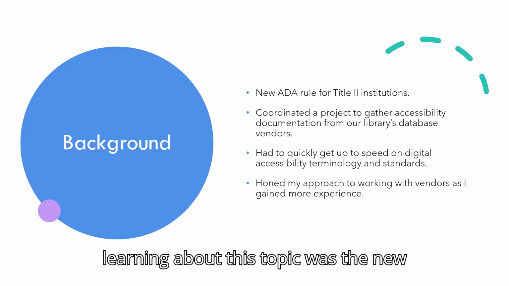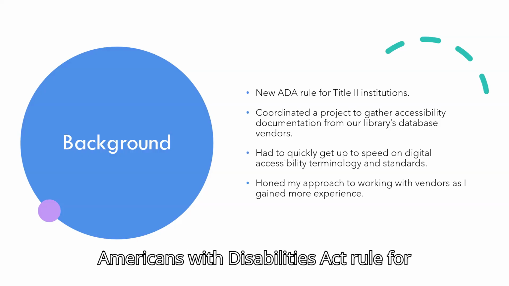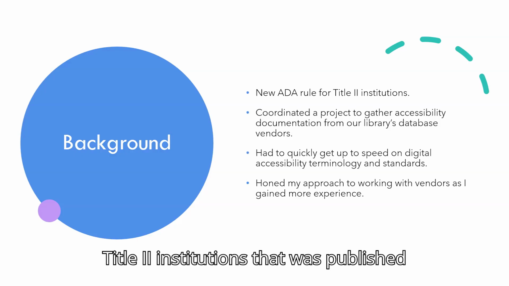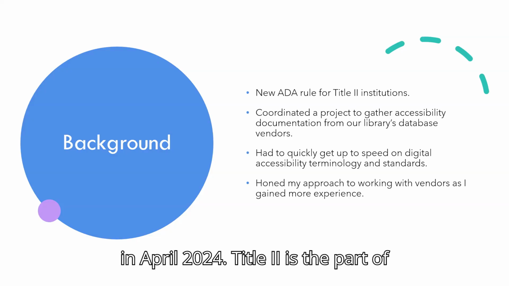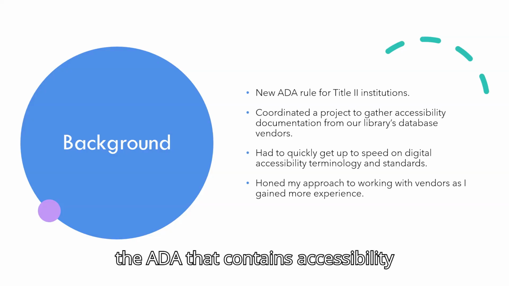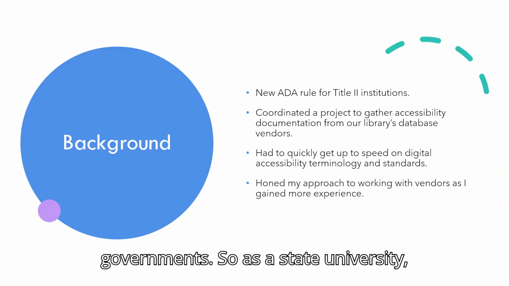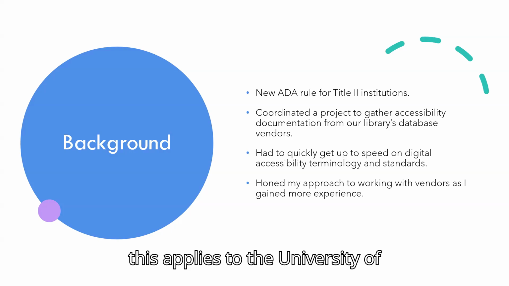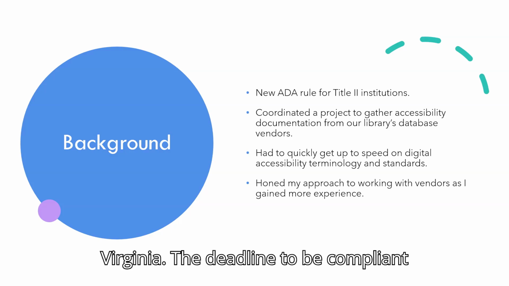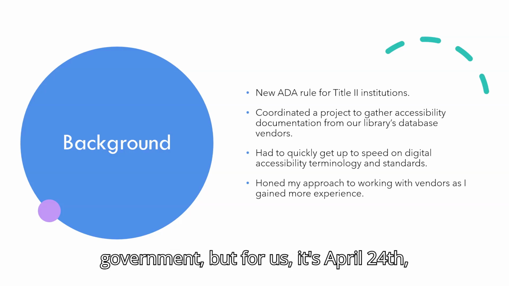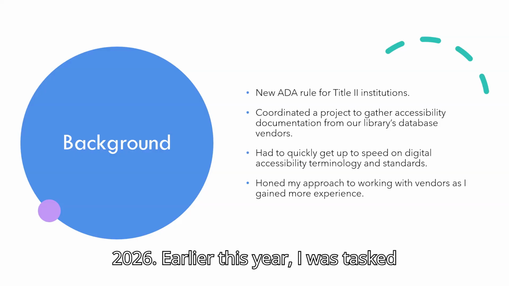The basis for me learning about this topic was the new Americans with Disabilities Act rule for Title II institutions that was published in April 2024. Title II is the part of the ADA that contains accessibility requirements for state and local governments. So, as a state university, this applies to the University of Virginia. The deadline to be compliant varies based on the size of the government, but for us, it's April 24th, 2026.